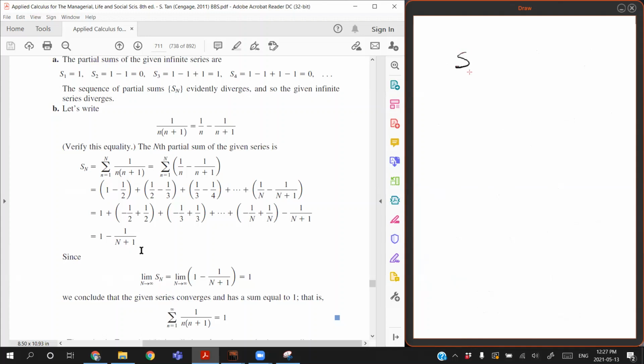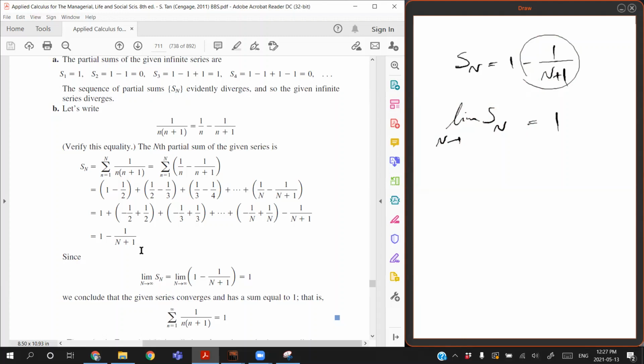Sn turns out to be 1 minus 1 over n plus 1. And I can now easily take the limit of Sn as n approaches infinity and see what happens. It's evident that if n approaches infinity, this part is going to approach 0, so this is going to be equal to 1.